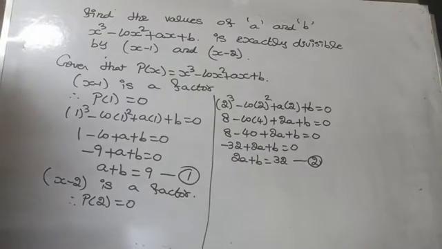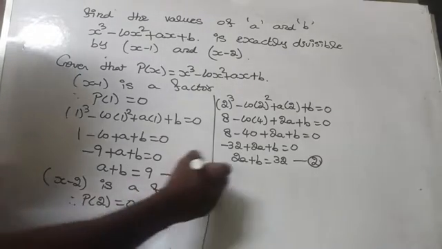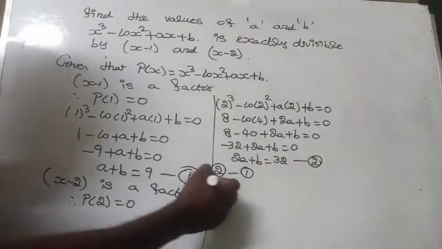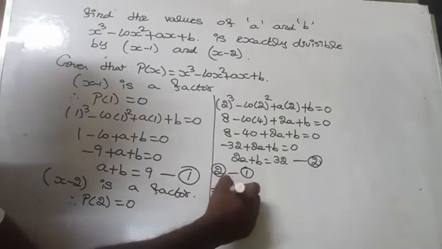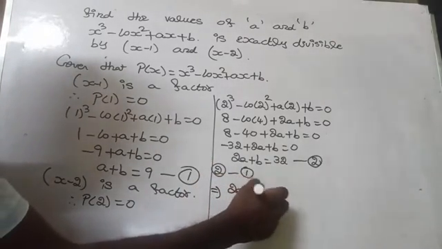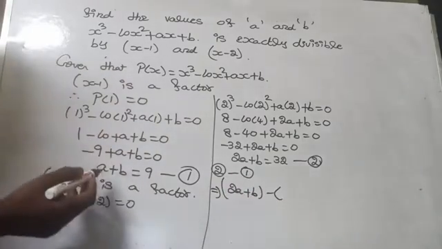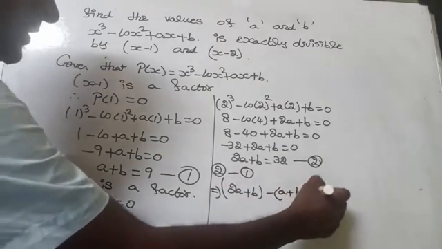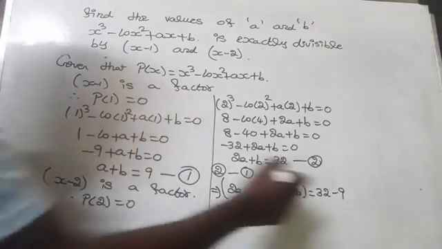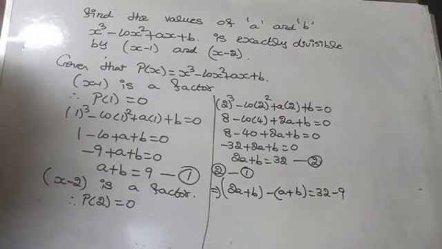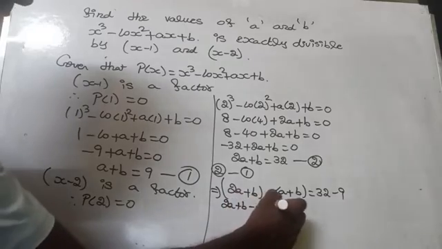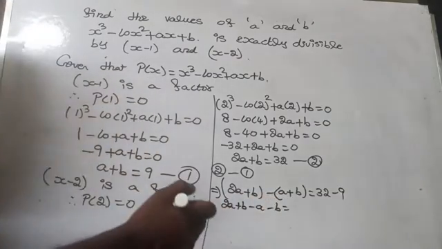Am I right here? Now we are trying to find the values of a and b. So for that, what can we do? Subtract the first equation from the second equation. What is the second equation? 2a plus b, minus, on the left hand side, the first equation a plus b, which is equal to 32 minus 9. So 2a plus b minus a minus b equals 32 minus 9, which is 23.